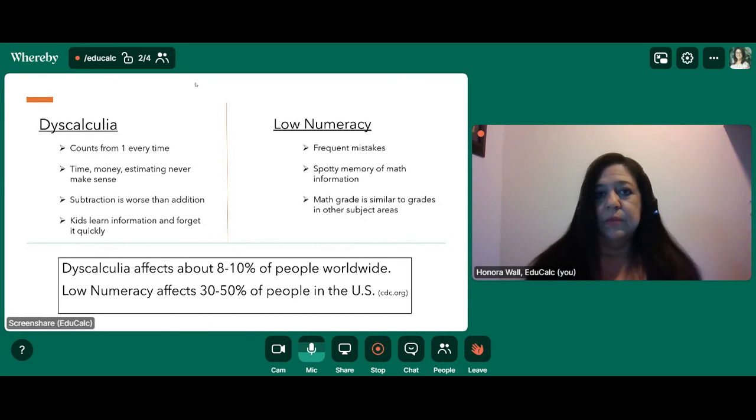Also, look at the numbers. Dyscalculia affects approximately 8 to 10% of people worldwide. That's about the same rate as dyslexia, which runs about 12% of the population. However, low numeracy affects somewhere between 30 and 50% of everyone in the United States. That's according to the CDC.org.